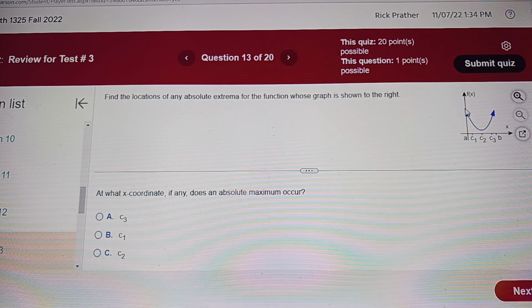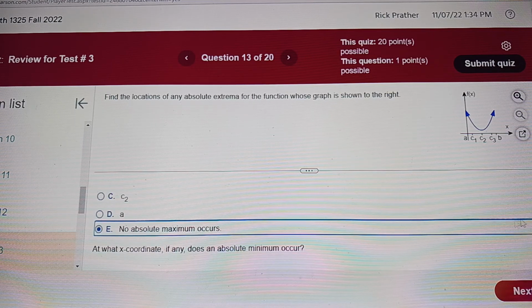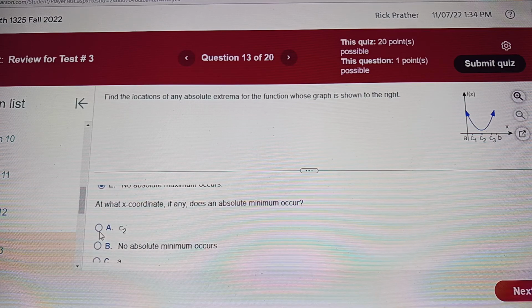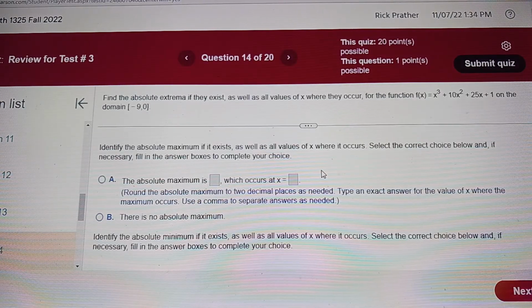But I can tell this graph goes up forever, so it has no absolute maximum, but it does have an absolute minimum. This C2 right here, there's nothing lower than that. So when does it have an absolute maximum? It never does. When does it have an absolute minimum? At C2. And this is easier to tell when you have a graph given to you, but then we're going to switch to when we don't have graphs next.